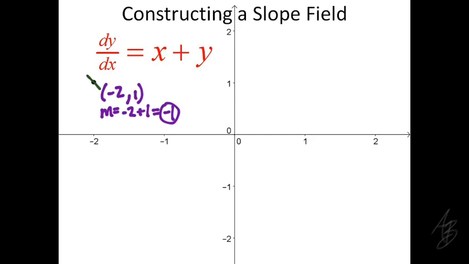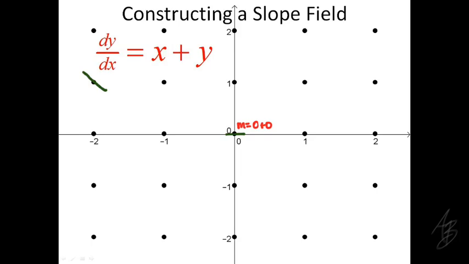And so we'll draw a little slope segment there that has a slope of -1, and we try to draw that as accurately as we can. Then we'll do this at a lot of different points. In this case, we have 25 points graphed in this coordinate plane, ranging from -2 to 2 on both axes. For example, at the origin, the slope is going to be 0 plus 0, which is 0. At the point (1, 2), the slope is going to be 1 plus 2, so it's going to have a slope of 3. We can do this over and over again to get an idea of what the slope field is going to look like.